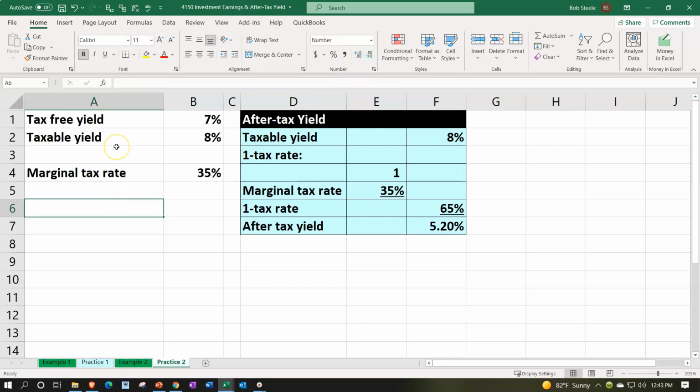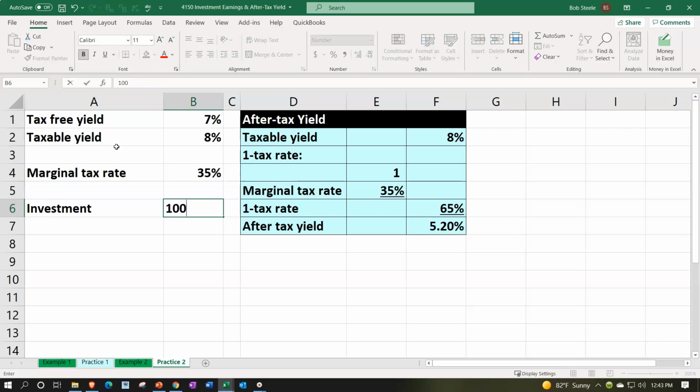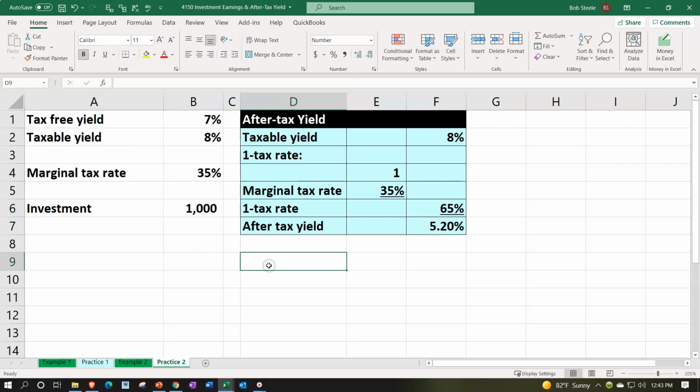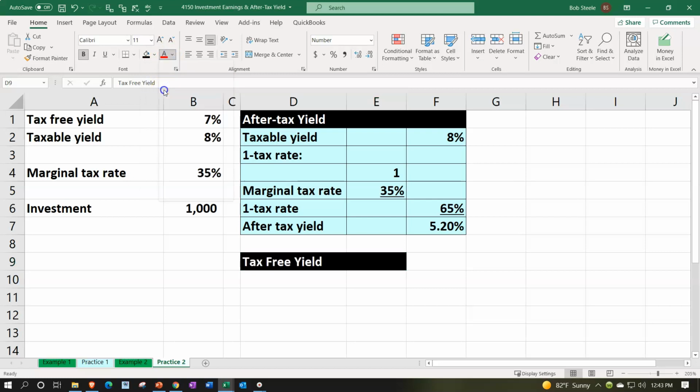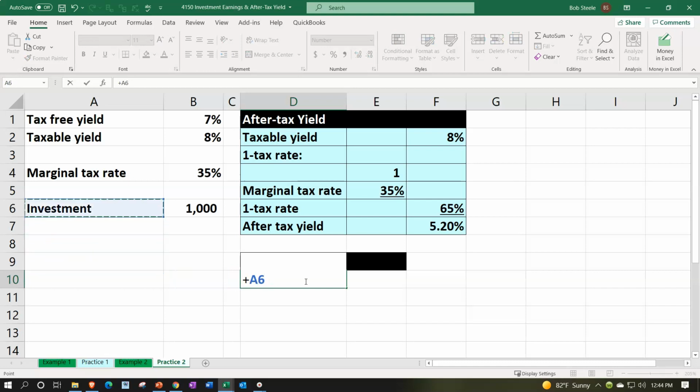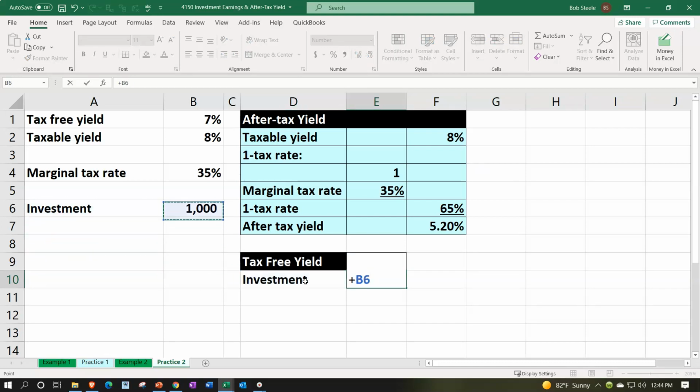Let's actually add an investment now, just so we can see that played out in action. So let's say we've got the $1,000 on, this is going to be the tax-free yield, which I'm going to format as I go. Sorry, it's not pre-formatted for us here. We're going to practice the formatting. We'll make it black and white on the title, and then I'm just going to take the investment of the 1,000. That's going to be the 1,000, and then we're going to take the rate.